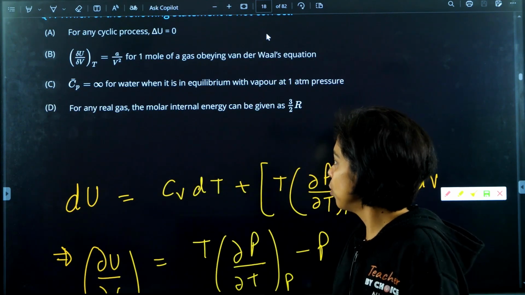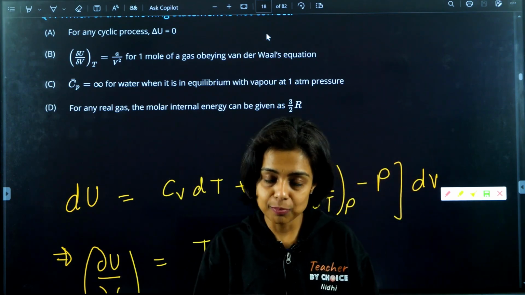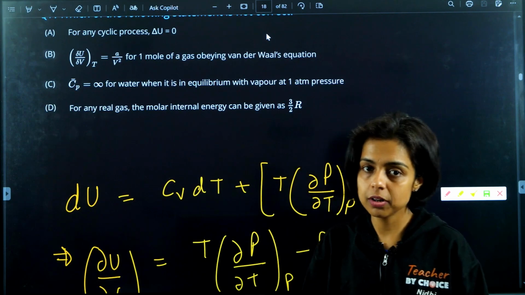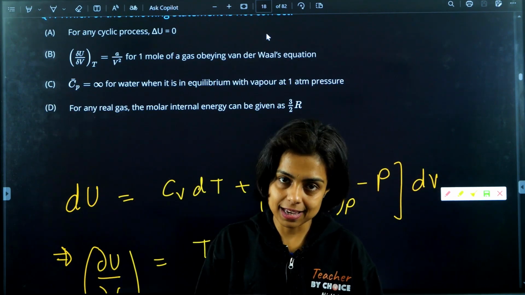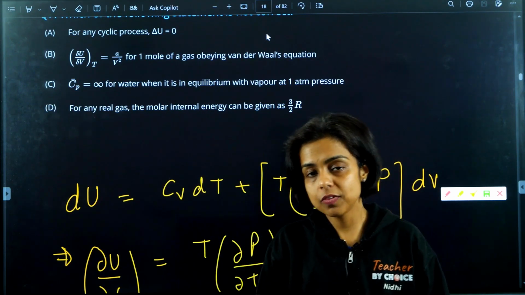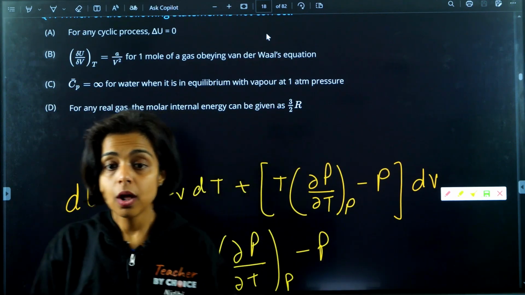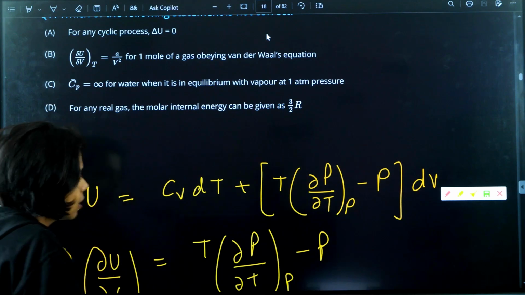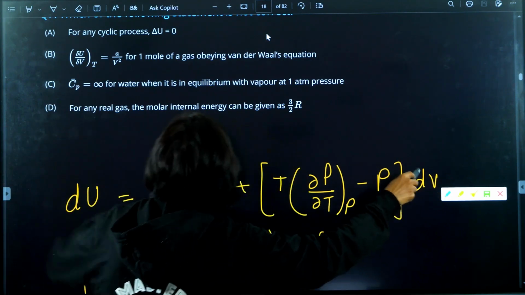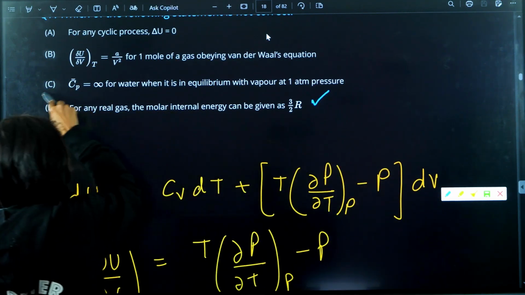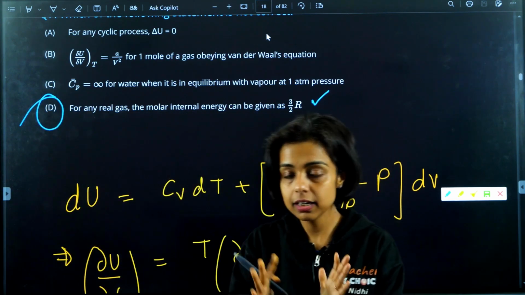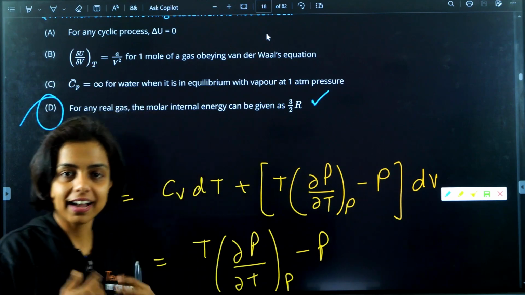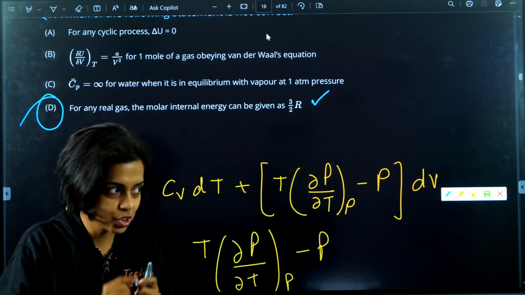For a real gas, the molar internal energy can be given as 3/2 R. So guys, 3/2 R is for an ideal monoatomic gas, not for diatomic or polyatomic. When we say the internal energy is 3/2 R, that is for 1 mole of monoatomic ideal gas. So this clearly shows that even if I don't know option B, I can mark that the answer has to be D, right? Now let's check part B also. It might come again in any of the mock tests or maybe your JEE Mains. So let's check it out, guys.